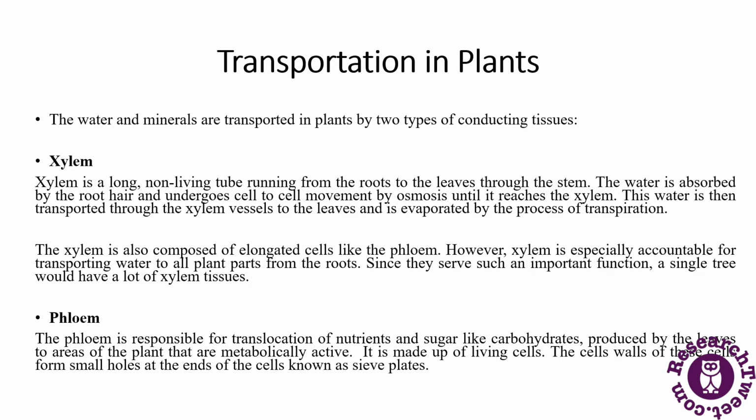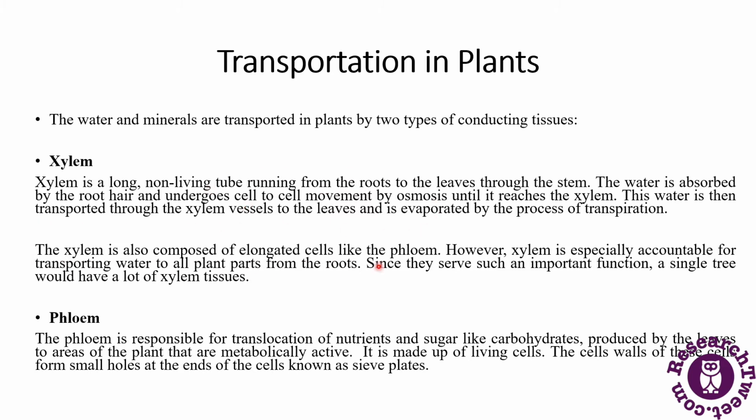Next is transportation in plants, which occurs in two types of tissues, that is xylem and phloem. Xylem is a long non-living tube running from the roots to the leaves through the stem, and the water is absorbed by the root hairs and moves from cell to cell by the osmosis process. The water is then transported through the xylem to the leaves and is evaporated by the process of transpiration. So what is the main function of xylem? It helps in the transportation of water.